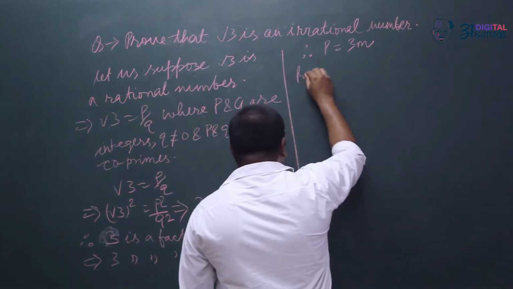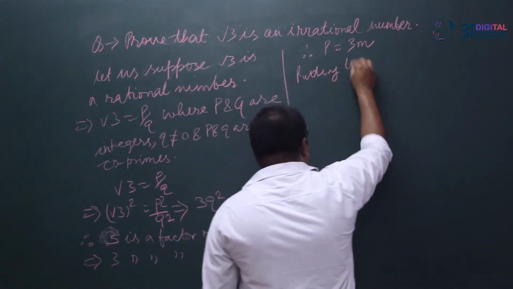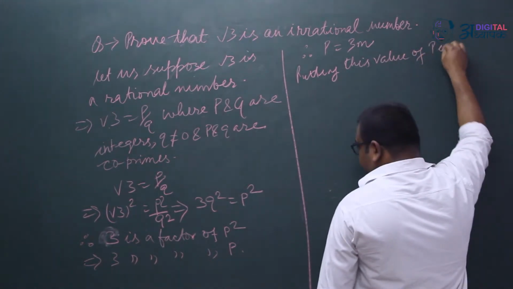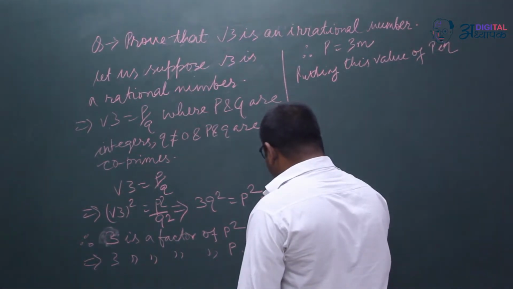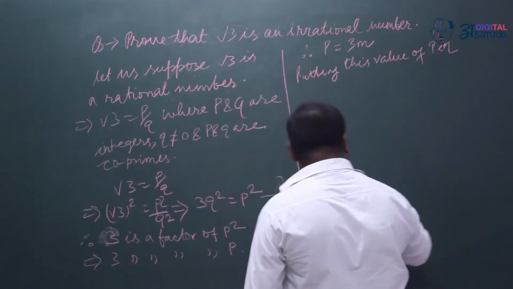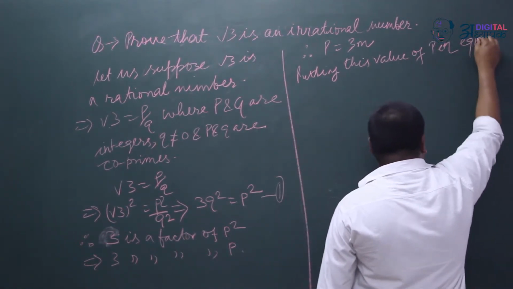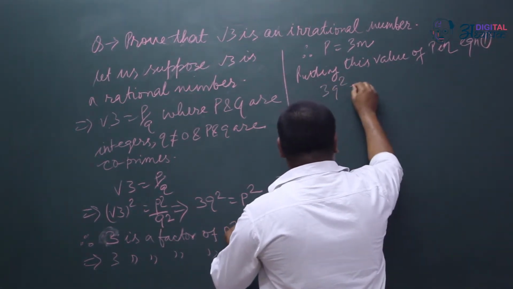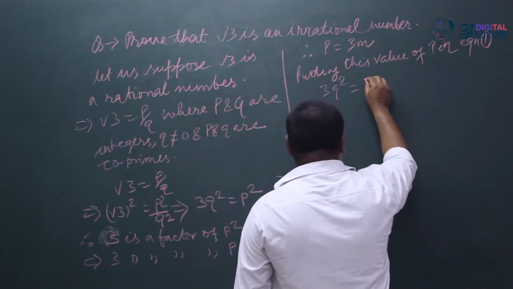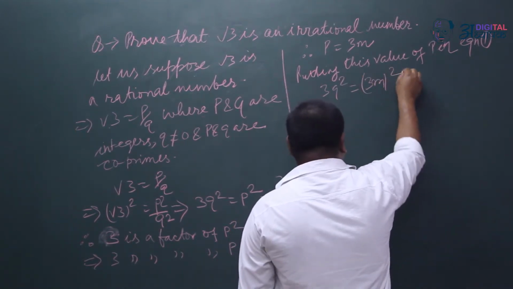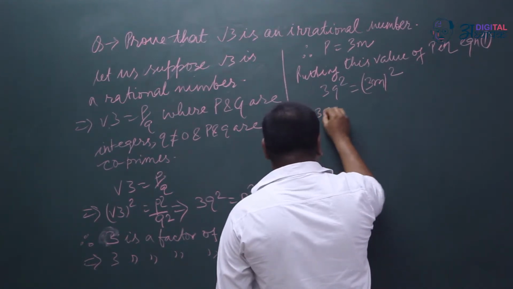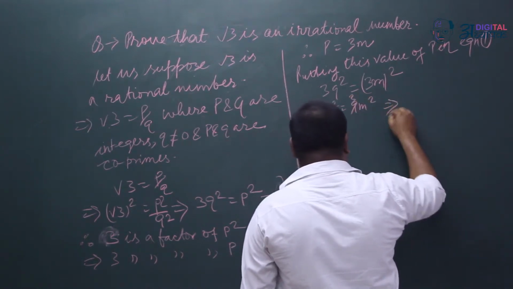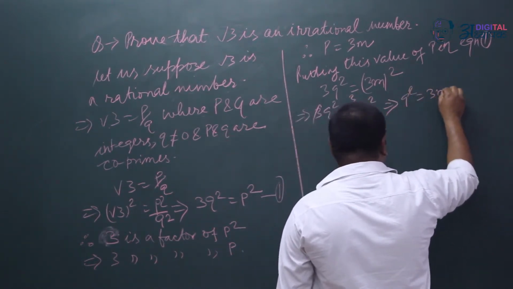Now putting this value of P in, so I say it as equation 1. In equation 1, 3Q square is equal to P square. Now what is P square? P square is 3M whole square. So this implies that 3Q square is equal to 9M square. So this implies that Q square is equal to 3M square.